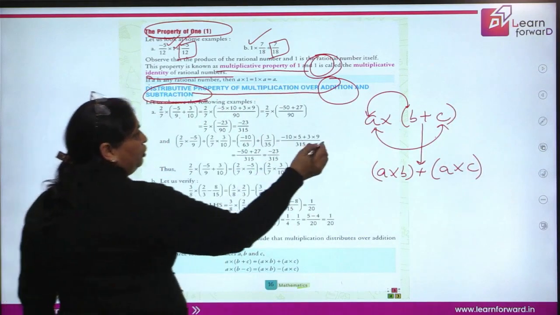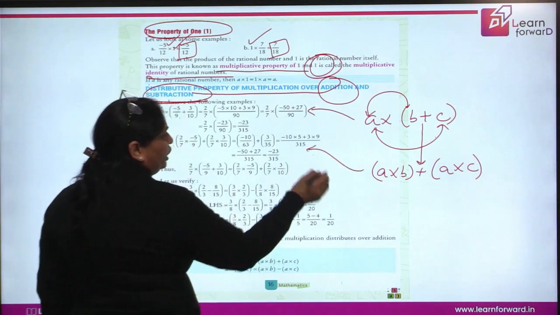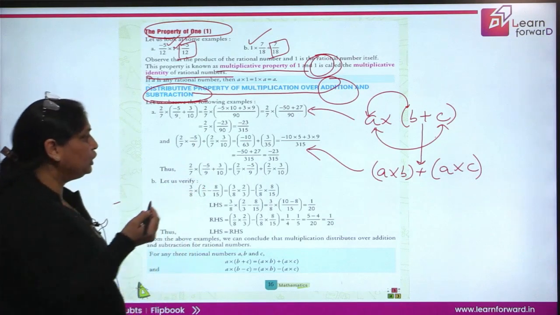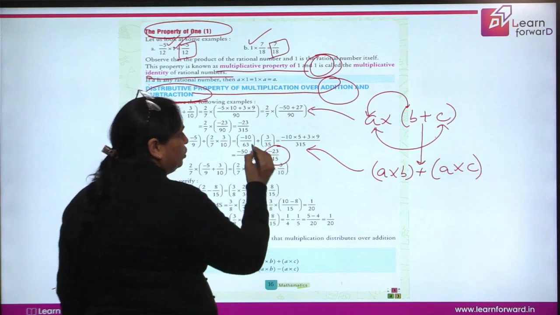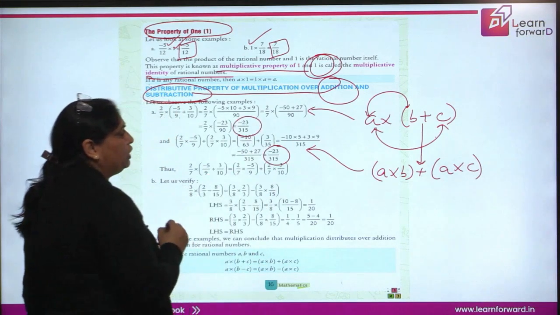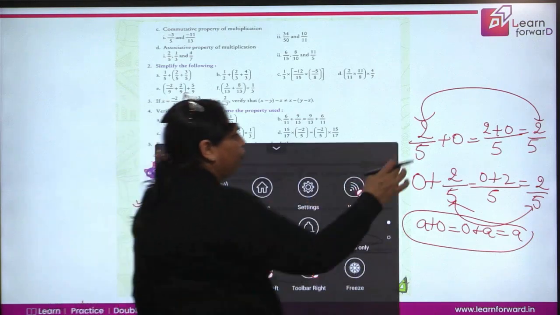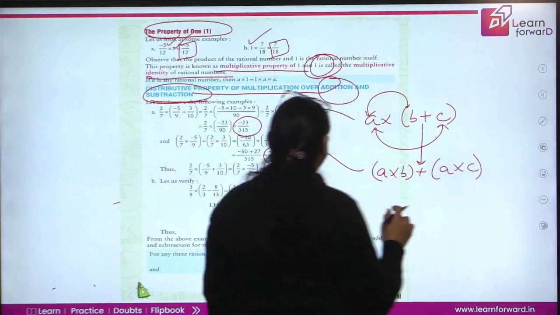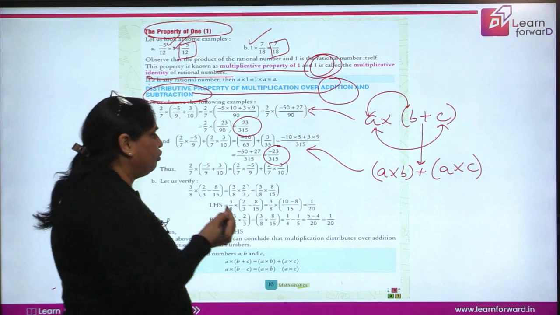For the first case, we have done this one. For case 2, we are checking whether it is equal or not. 2 upon 7 into 5 upon 9 plus 4 upon 7 into 3 upon 10. And this gives the answer. Same answer, minus 23 upon 3 by 5. Minus 23 upon 3 by 5. Minus 23 upon 3 by 5, I was telling you.